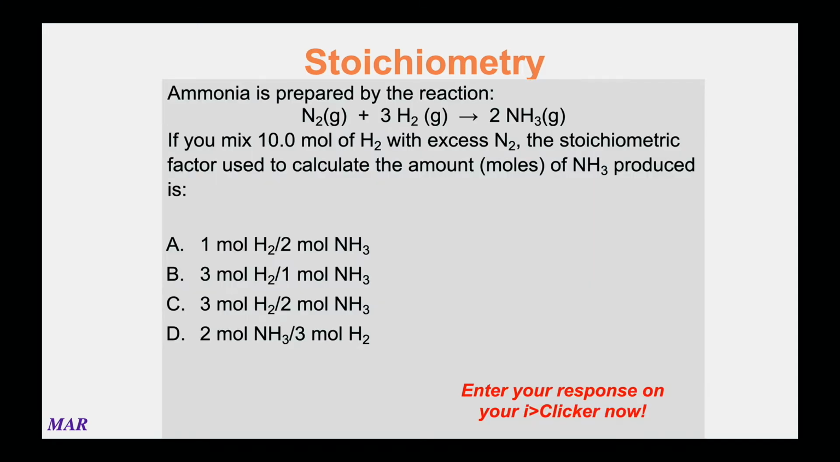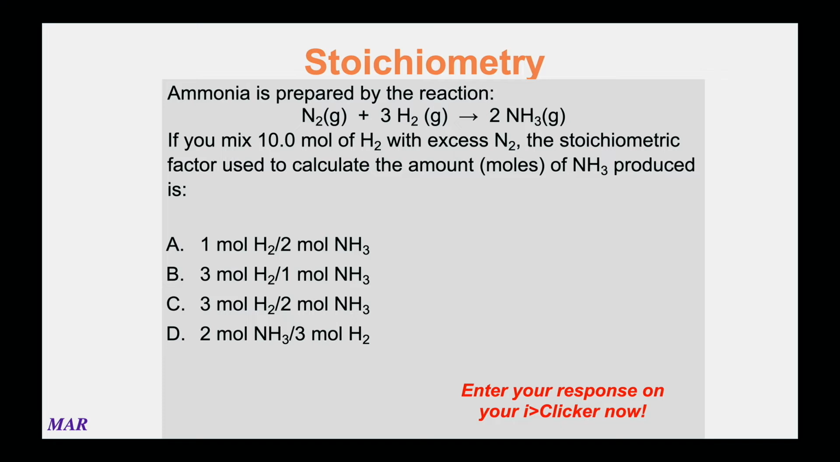Ammonia is prepared by the reaction: nitrogen plus 3 hydrogen makes 2 ammonia. Let's say that we have 10 moles of hydrogen with an excess of nitrogen, which just means we have more nitrogen than we know what to do with. Which stoichiometric factor would we use to find the moles of ammonia?